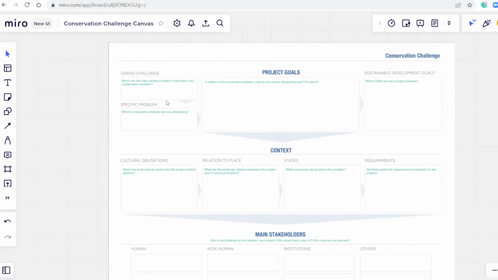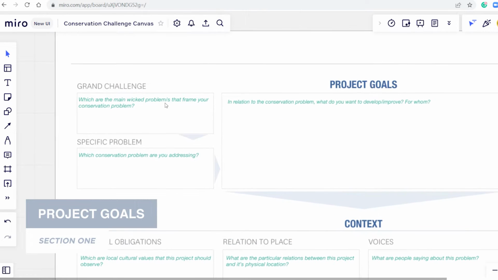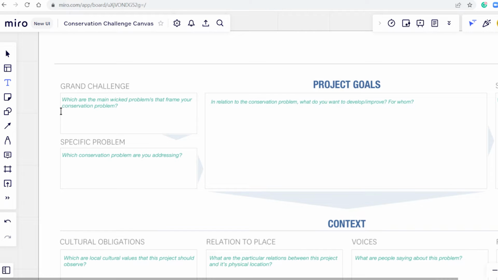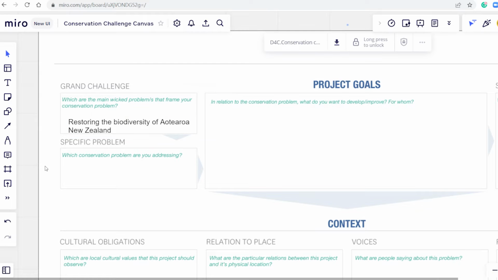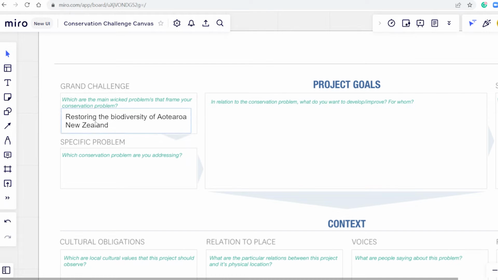So the first section is project goals. Start by agreeing on the grand challenge that you're trying to address. An example could be restoring the biodiversity of Aotearoa, New Zealand. By acknowledging grand challenges, you do not lose sight of the complex system that affects your project.